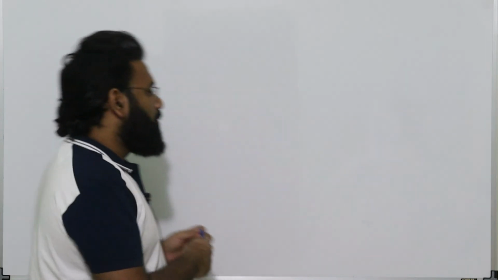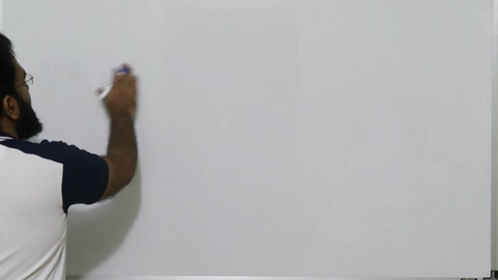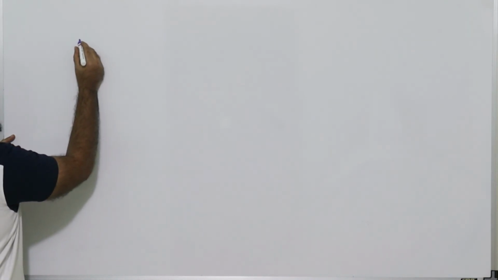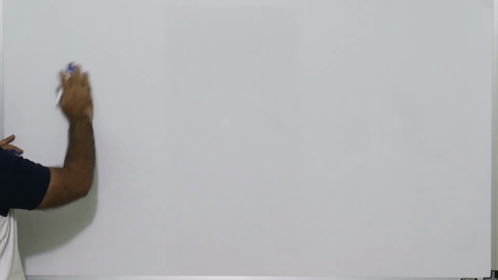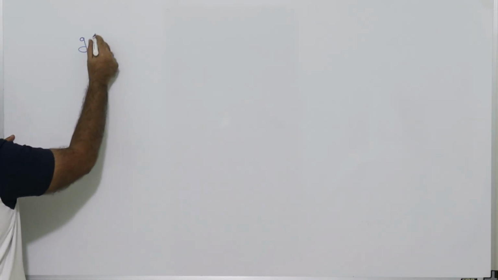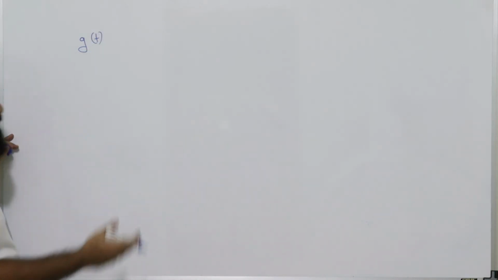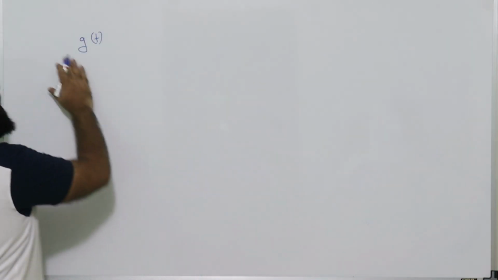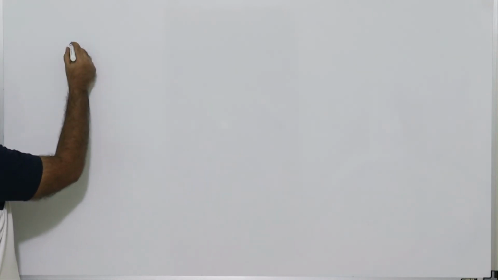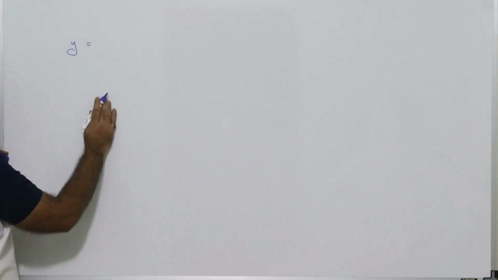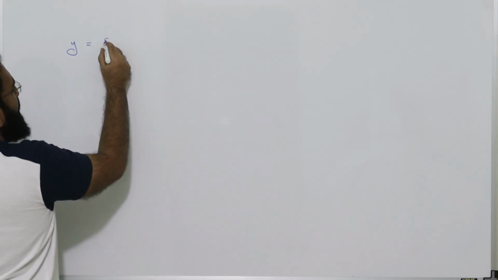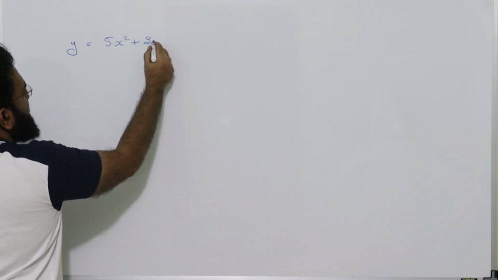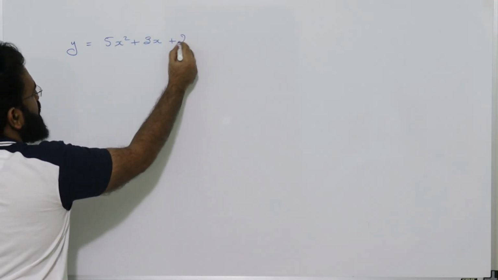Okay, so one more problem I am doing. With this we will wind up the session. Suppose we get g of t. A function can be called as f of x or y, whatever we want we can call it. Or simply I am giving y is equal to 5x square plus 3x plus 2.